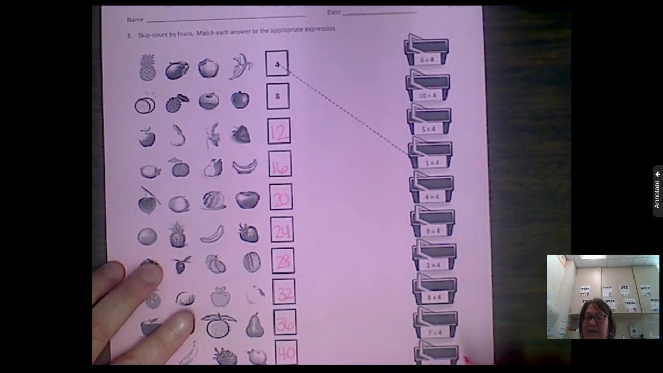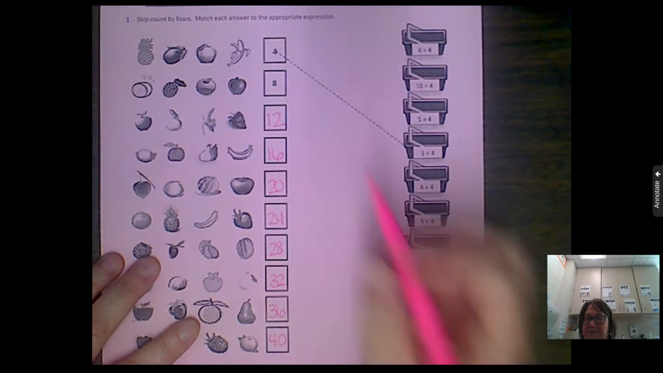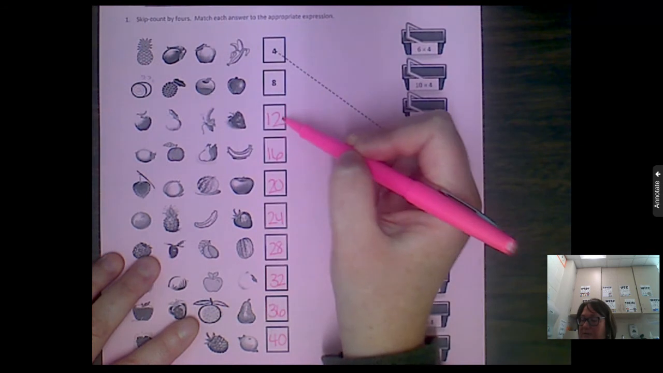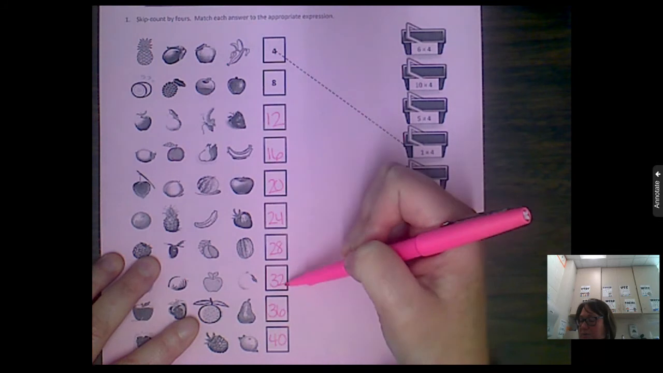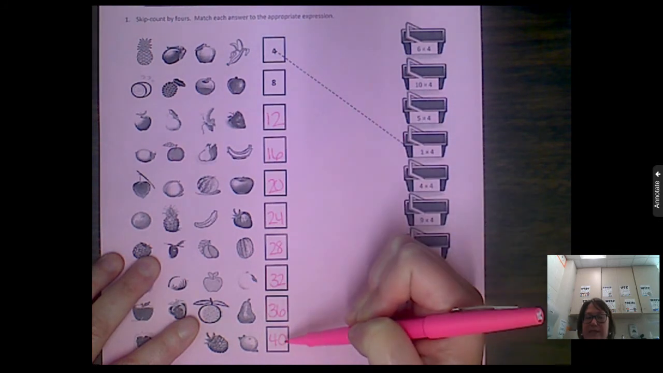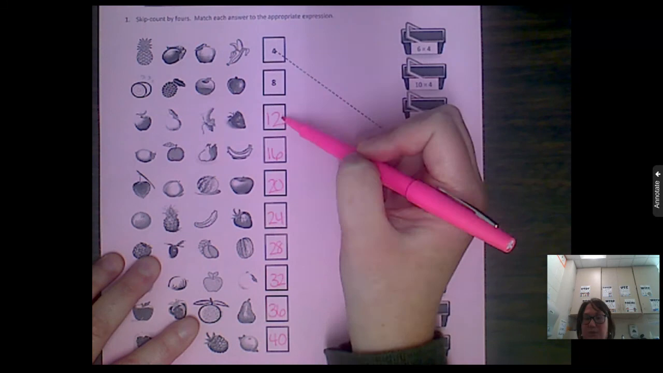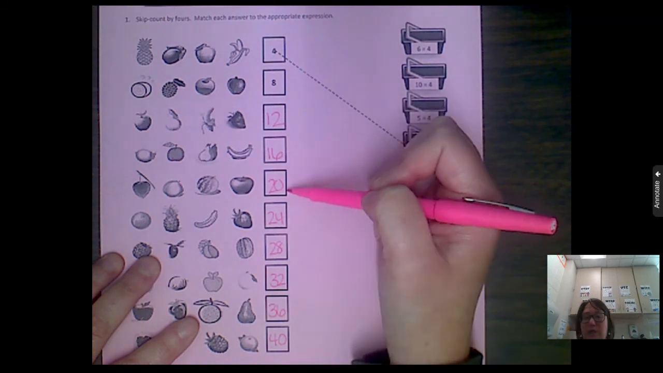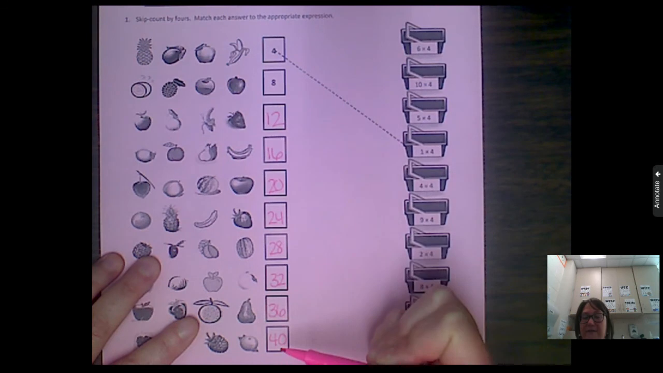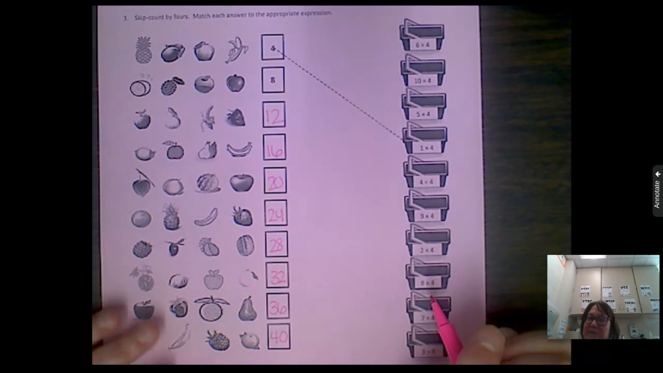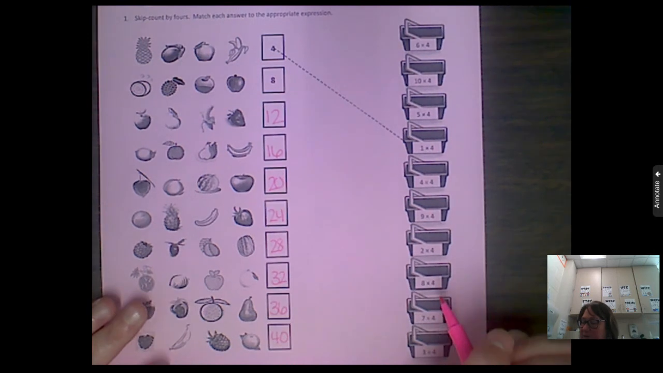Okay, now that we have that filled in, let's do it again. Ready? 4, 8, 12, 16, 20, 24, 28, 32, 36, 40. Again, 4, 8, 12, 16, 20, 24, 28, 32, 36, 40. And you can keep doing it and imagine the little dancing horses as you go, right?